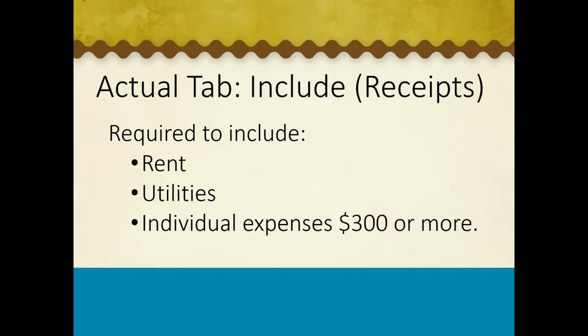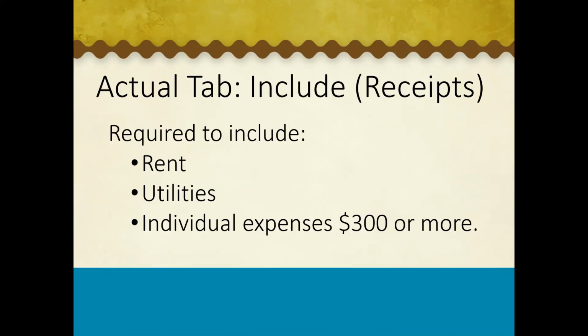Now, while we ask that all funds are accounted for in the actual tab, we do not require receipts for everything, just for the following: rent, utilities, and any individual expenses, $300 or more. So rent is pretty self-explanatory. By utilities, we're referring to hydro, water, gas, sewage if it's separate, those types of things. If you want to include internet and phone, by all means, if you want to include receipts for those, that's fine. But the things we really need receipts for are those hydro, water, gas items.